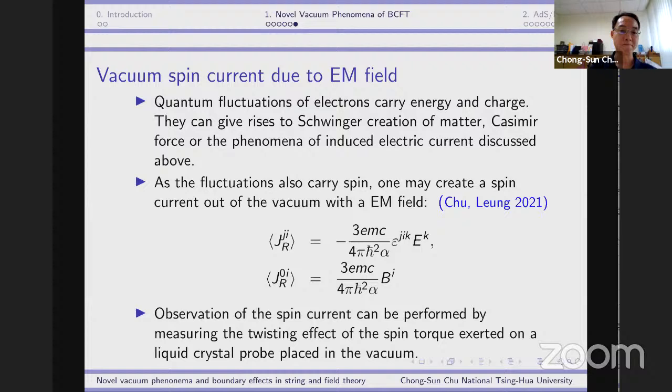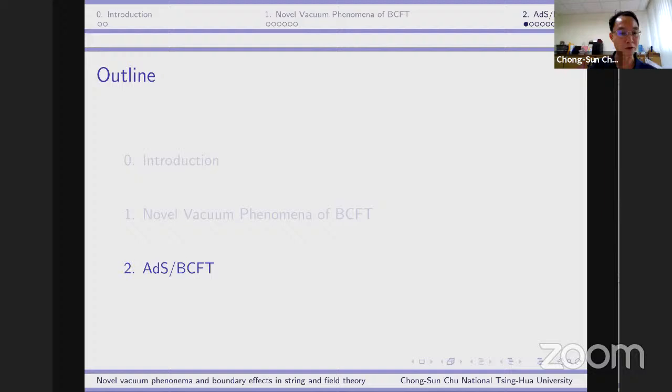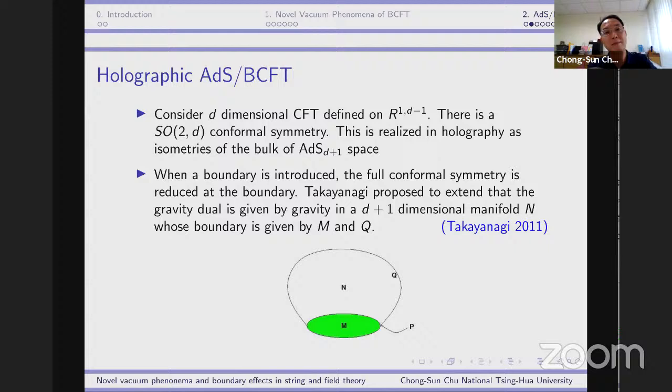Okay. So this is my first part, and then I come now to the holography. This is more stringy. In principle, every quantum field theory can be constructed as a dual of a gravity. This is holography. Actually, maybe I'm saying something too strong, but anyway, there's a dual to gravity, which is given by quantum field theory. And if the field theory or the conformal field theory has a boundary, then the question is what is the holographic dual to this?